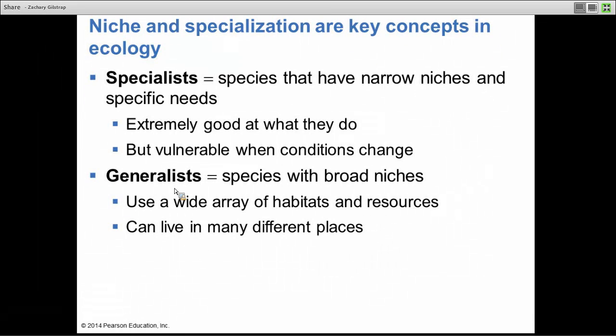So specialists succeed over evolutionary time by being extremely good at the things they do, but they are vulnerable when conditions change and threaten the habitat or resource on which they have specialized. Generalists, on the other hand, succeed by being able to live in many different places and to withstand variable conditions, but they may not thrive in one situation as much as a specialist might.